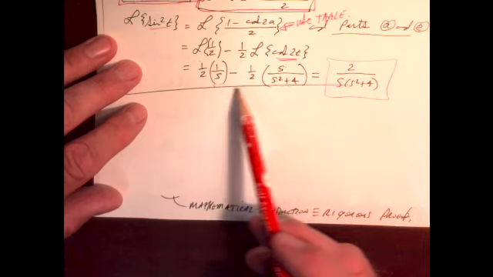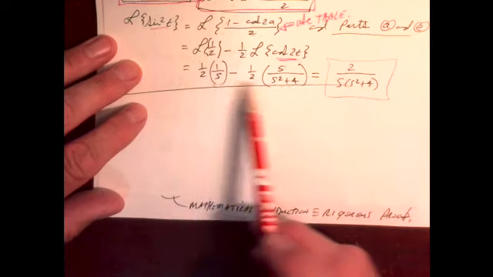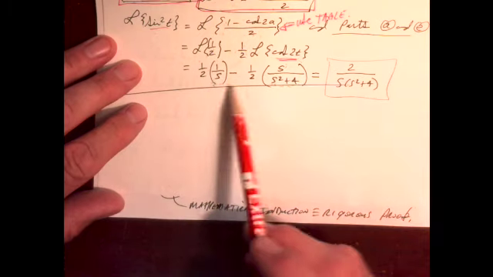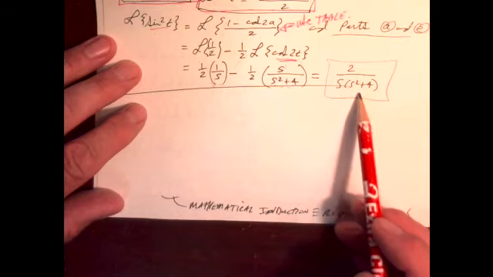So you end up with, after some manipulation of putting these two denominators together, 2 over s times quantity s squared plus 4.